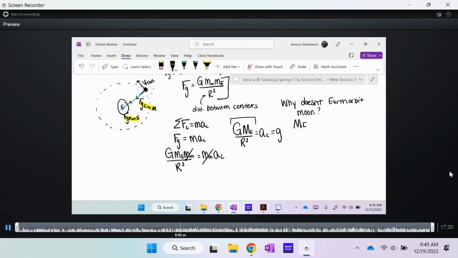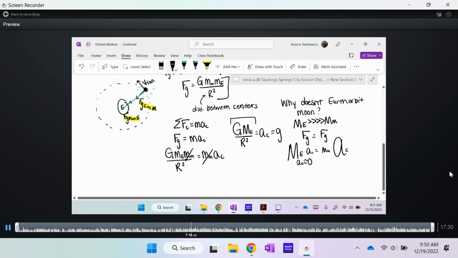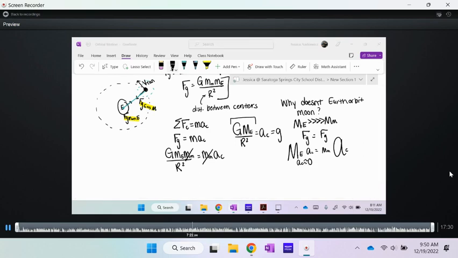Why doesn't the Earth accelerate up to us? Right? That's because the mass of the Earth is much, much bigger than the mass of the moon. So even though the forces of gravity are the same, essentially the net forces are the same, the moon, with its much smaller mass, is going to have a much bigger acceleration than the Earth. And the Earth has such a big mass that its acceleration is approximately 0 compared to the acceleration of the moon. So that is why the moon orbits the Earth and not the other way around. It's why little things orbit big things and not big things orbiting little.